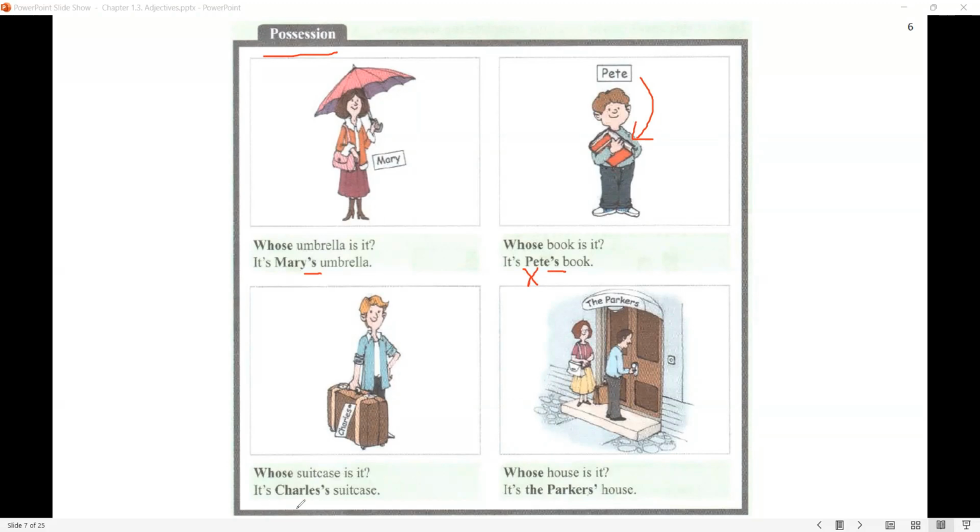Whose suitcase is it? Charles. So his name is Charles. It is Charles's suitcase. So apostrophe S again, because you have the name.